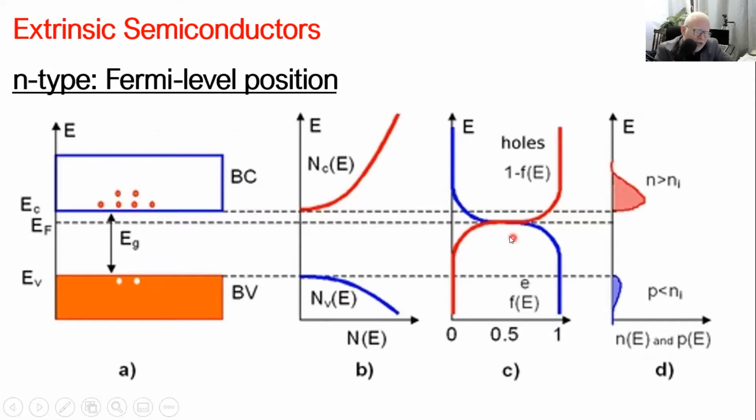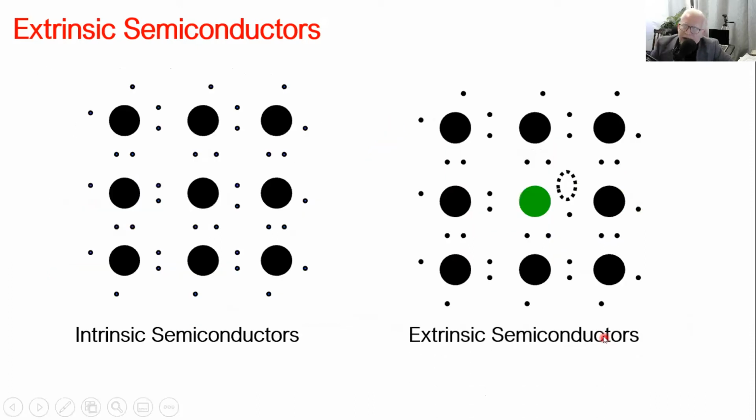However, due to the n doping, the Fermi level is shifted upward, closer to the conduction band. So the probability to find electrons increases, and the probability to find holes, which is 1 minus f of E, decreases. That's why you end up with more electrons than holes. This is a graphical solution to make sure that electrons increase in the case of n-type doping. Let's do the other side, which is the p-type doping.